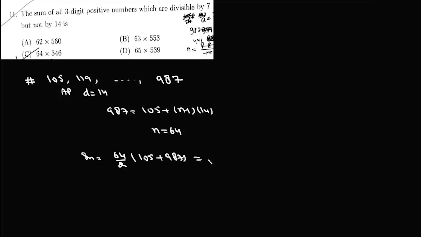987. Now we have to find the sum of this AP, and for that we'll have to first find the number of terms. So 987 will be equal to 105 plus (n minus 1) into d. So here the value of n will be 64. Now the sum of n terms is 64 by 2 into (105 plus 987), and that will be 64 into 546, and that's your option C.